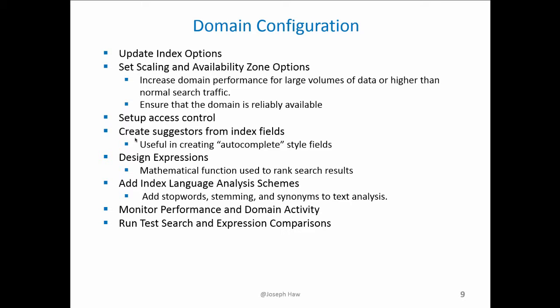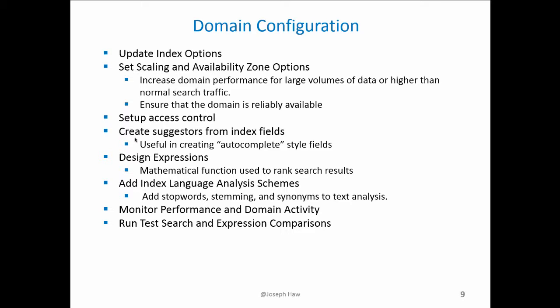We can update our index options, so we can change the field type. Changes like this may require reindexing of the domain. We can change whether something is treated as a facet, which allows us to drill down into our data. And we can also set whether it's a field that can be returned as part of the results.